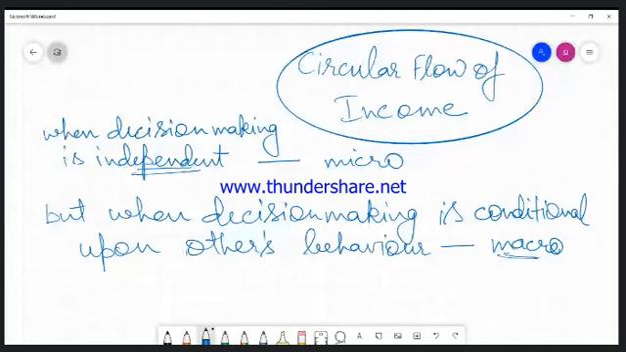Suppose you are talking about your consumption level. Now, if the consumption level of one individual is a function of the income level of its own, your consumption only depends on your income, then it is micro. But if your consumption depends on your family's income, your family's wealth, your society's income level, and like that many factors can be considered, then it is no longer micro.